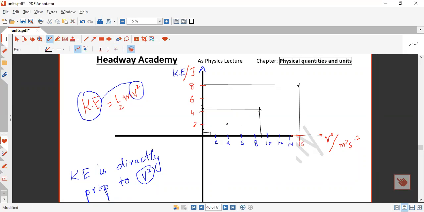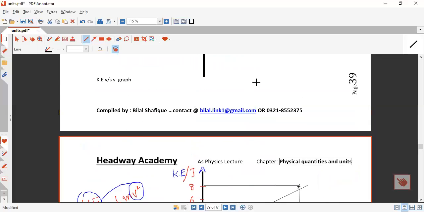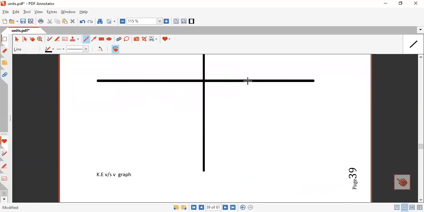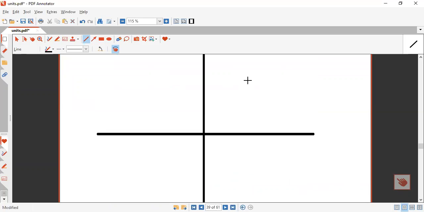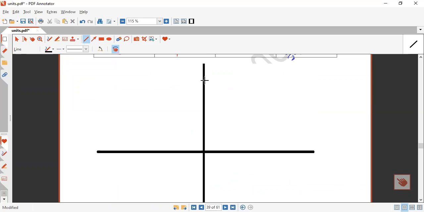So if we join all these points, what do we get? Yes, students, if we join all these points, what are we getting? Straight line. Right? Okay. So now I'm gonna draw. We have seen the relation between kinetic energy and v square. Now I'm gonna plot the graph between kinetic energy and velocity. What is meant by this thing? Let's have a look.